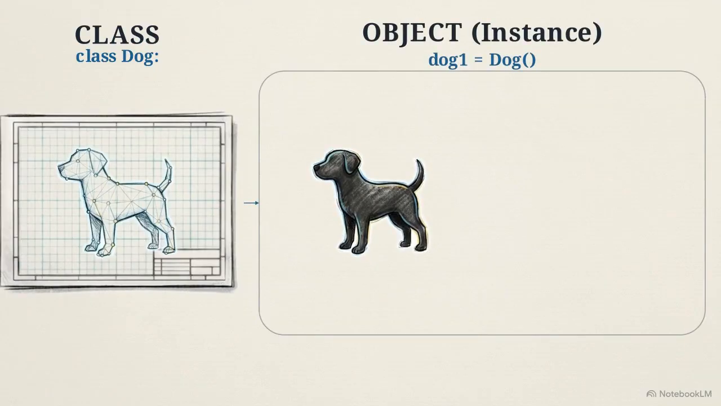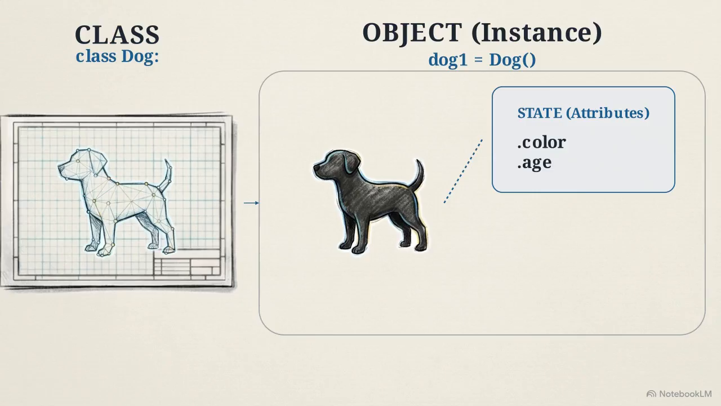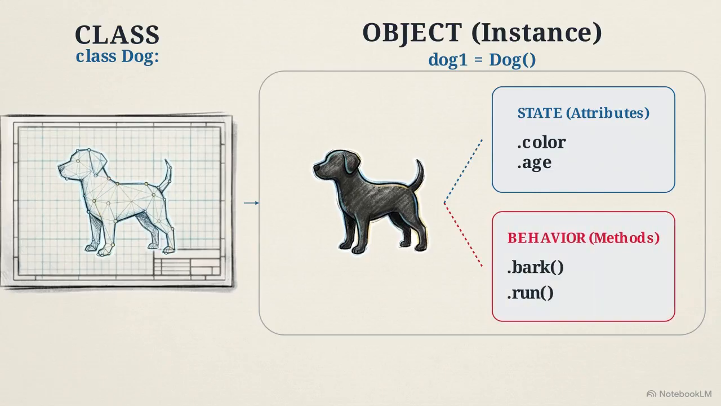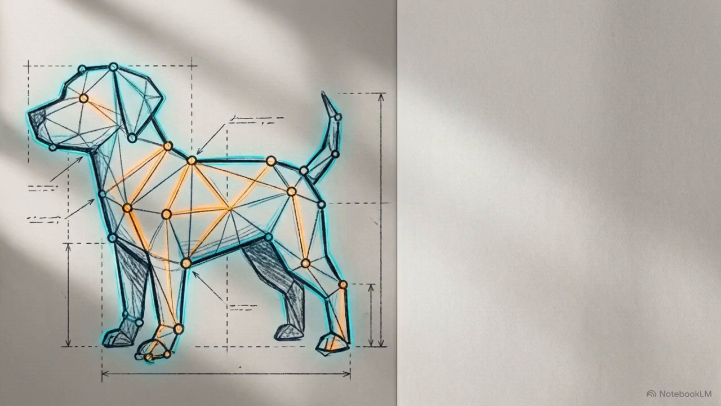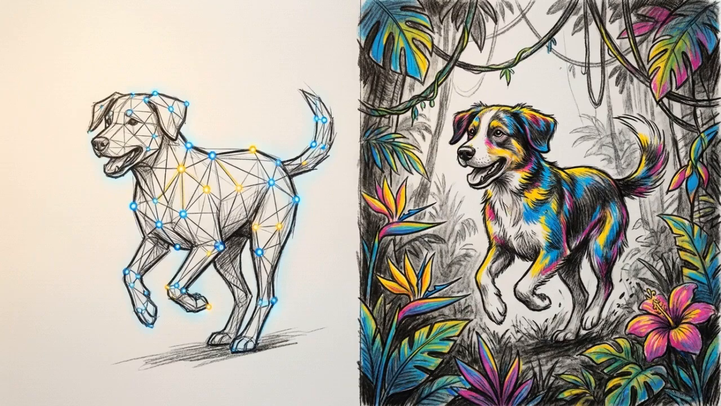When the game uses this to create your character, that living dog is the object. It has personal facts like color, representing its state, and actions like barking, known as its behaviors. So the class is the abstract idea on the drawing board, while the object is the specific interactive character the player actually controls in the game.